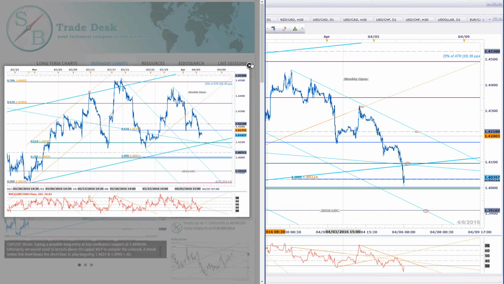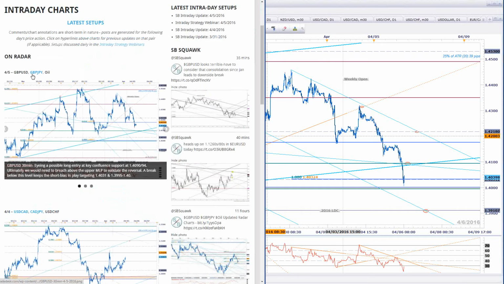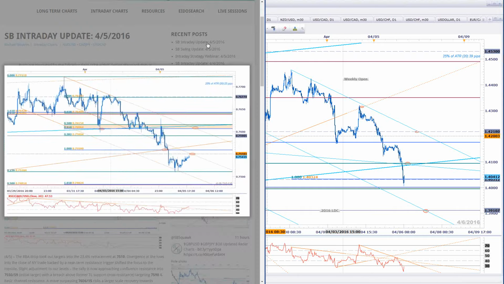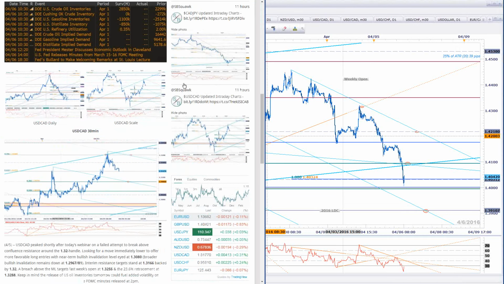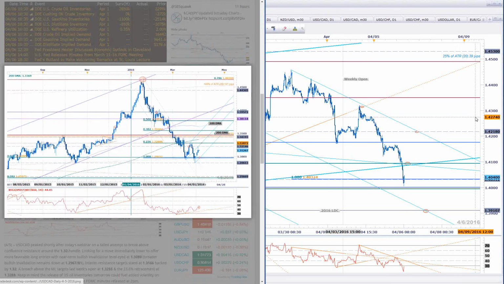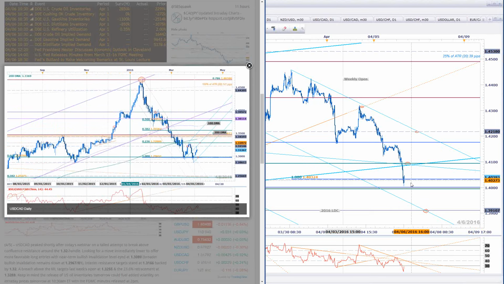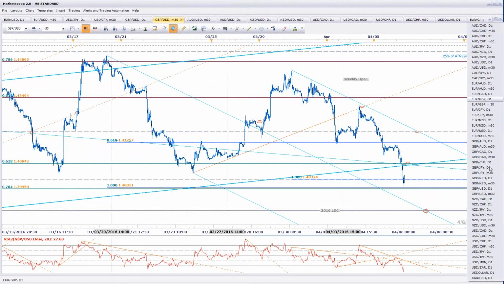Before we start to go into the rest of the radar charts, I just want to complete some of the setups from last night on the intraday update. So Aussie dollar, we went over. Dollar CAD, specifically we have the Department of Energy crude inventories on tap at 10:30 Eastern time in the US. Here's what dollar CAD looks like on the daily chart, and then we'll go into the 30-minute.